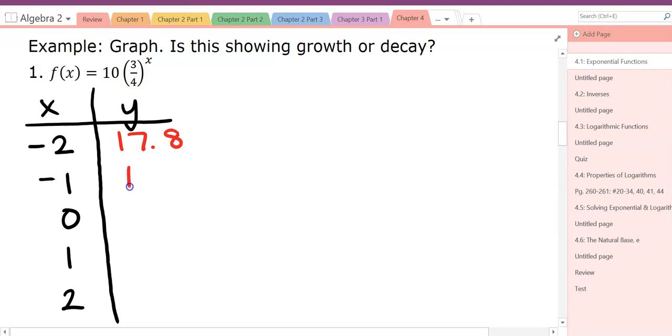Are you guys getting those numbers out there as you're testing them? I want you guys to try to finish filling out this chart, and then I want you guys to graph it.